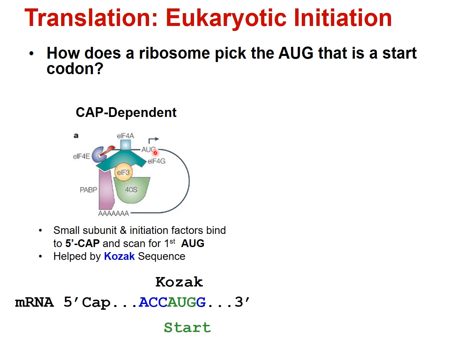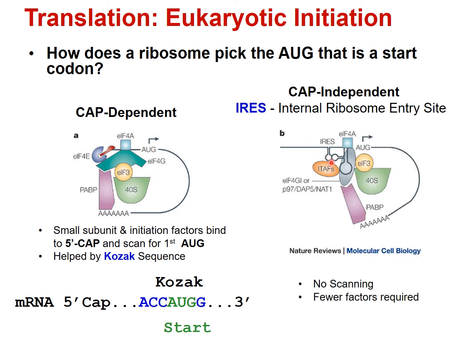Now for cap-independent, there's a structure here in the RNA. The 5' end is located somewhere over here. There's no scanning looking for the correct start codon. Instead, there are factors that help bring the ribosome to this position, to this structured portion of the RNA. Something to note is that the 3' end with the poly A tail is also connected to this, so we still have poly A binding protein associated with this. But now there's a start codon somewhere in the middle of the messenger RNA, and that's where translation initiates. So there's no scanning, and there are fewer factors involved.